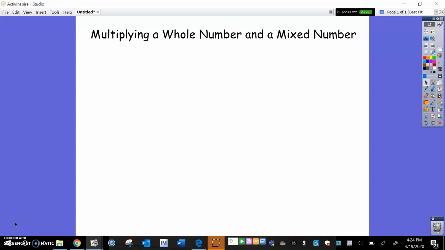Hi, boys and girls. So the second lesson for this week is multiplying a whole number and a mixed number. Now, this is actually where we left off in school, and we were a little bit iffy on this, so I'm actually kind of glad that you guys are going to have a good bit of time to work on this. Because it is fairly challenging.